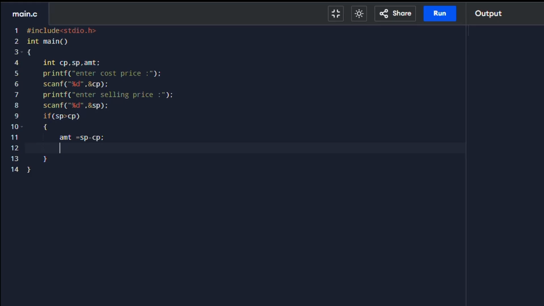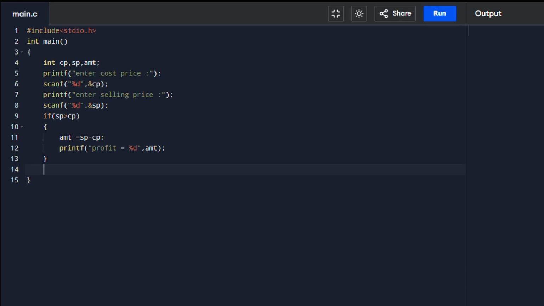After calculating the profit, it has to display it, right? So printf profit is equal to percent d, comma, amount.